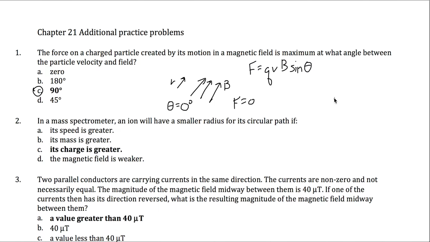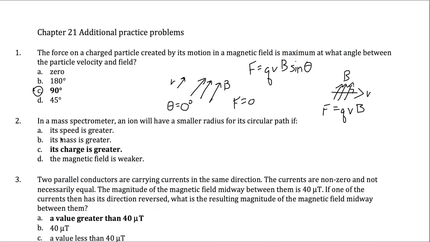But if you have the magnetic field one way and then the charge is moving perpendicular, then now the angle between them here is 90 degrees. Sine of 90 is 1, so 1 is the maximum value that the sine function can have. So the force will be QVB. That's the maximum value that it can have. Any angle in between 0 and 90 will give you a smaller force.